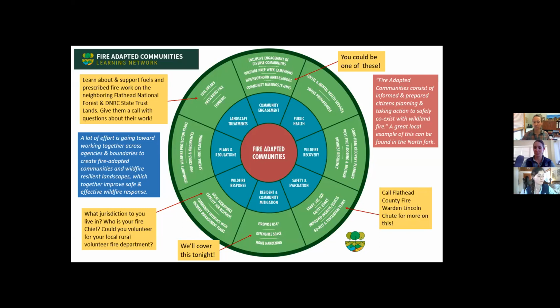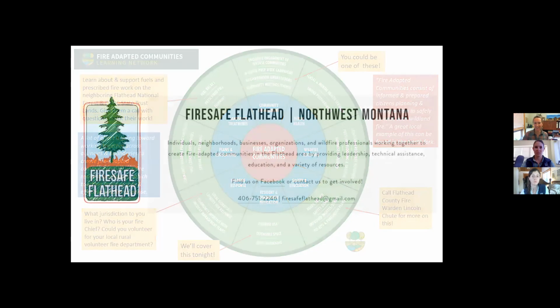So fire adapted communities consist of informed and prepared citizens planning and taking action to safely coexist with wildland fire. If you've ever been up the North Fork, this is a great example of a community that has been affected by large fire, and they are doing the work. They are making it happen. They're doing the fuels reduction, hosting the workshops, engaging with one another in an effort to create this fire adapted community concept. So I want you to recognize that yes, this defensible space, this home hardening conversation is really important, but it's just part of the conversation. So again, I look forward to getting your phone call and continuing this.